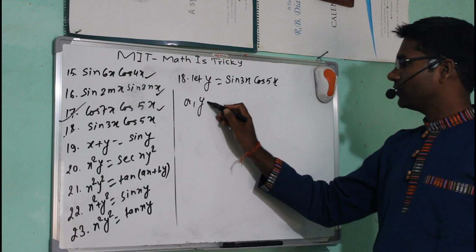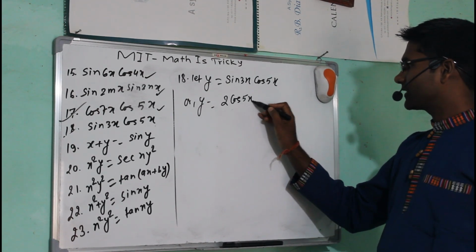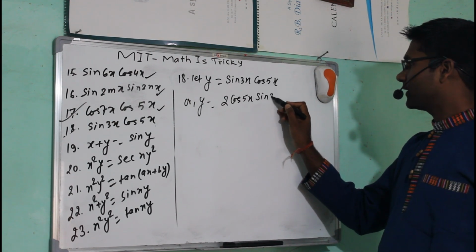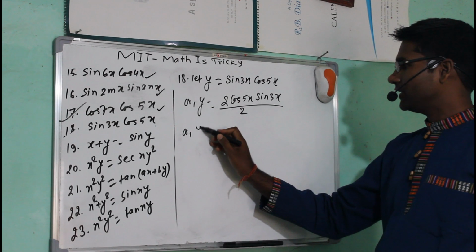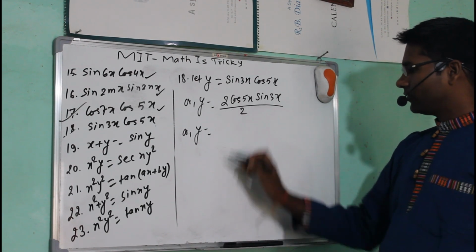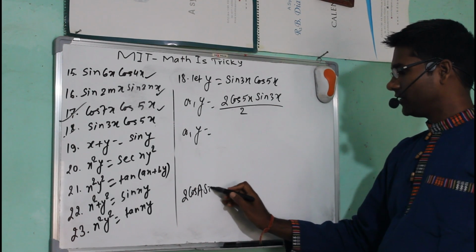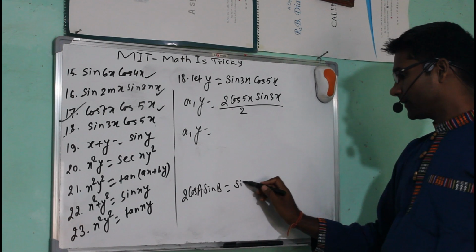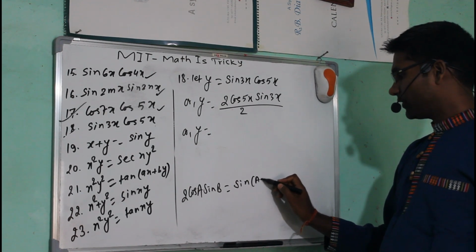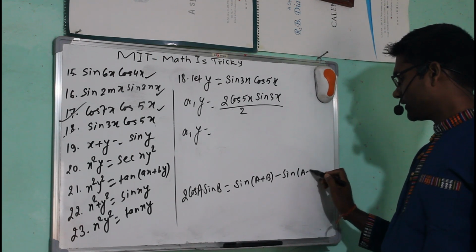Question 18. Let y equal sine 3x times cos 5x. Write it like this, y equals, divide and multiply by 2, so just writing here 2 cos 5x sine 3x by 2. So we can write y equals, and the formula for this is 2 cos A sine B equals sine(A plus B) minus sine(A minus B).